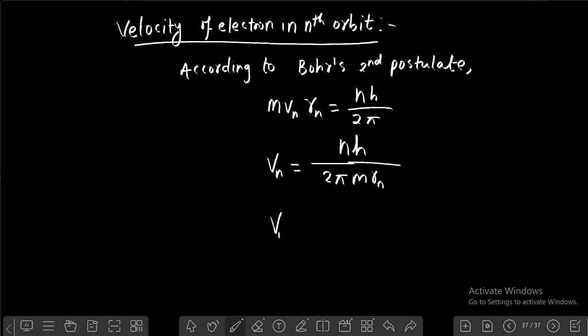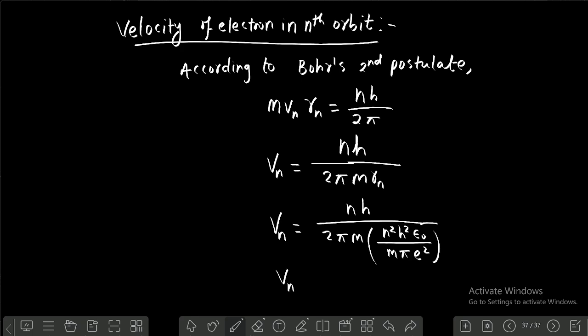Now substitute here 2 pi m. What is Rn? Rn is n square h square epsilon naught divided by pi m e square. Now substitute, this will go up. Pi cancels, m also cancels. Only e square will go up. h square cancels, n square cancels. When you substitute the Rn value, this many cancellations happen.